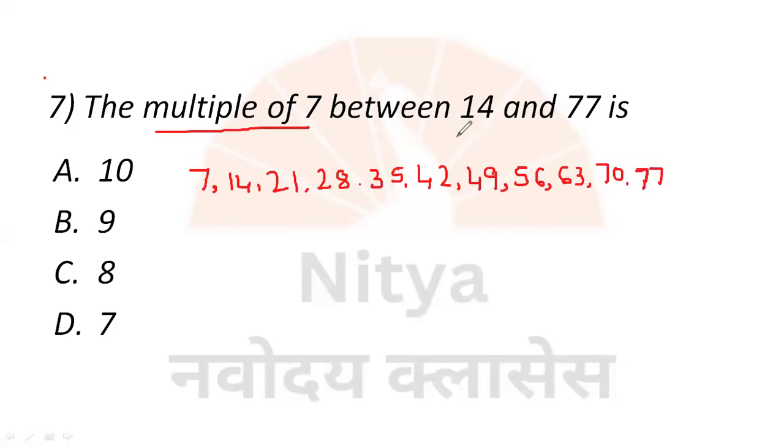The question is between 14 and 77. So how many multiples are there? 1, 2, 3, 4, 5, 6, 7, 8. So there are 8 multiples of 7 between 14 and 77. So option number C is the answer. Okay, next one.